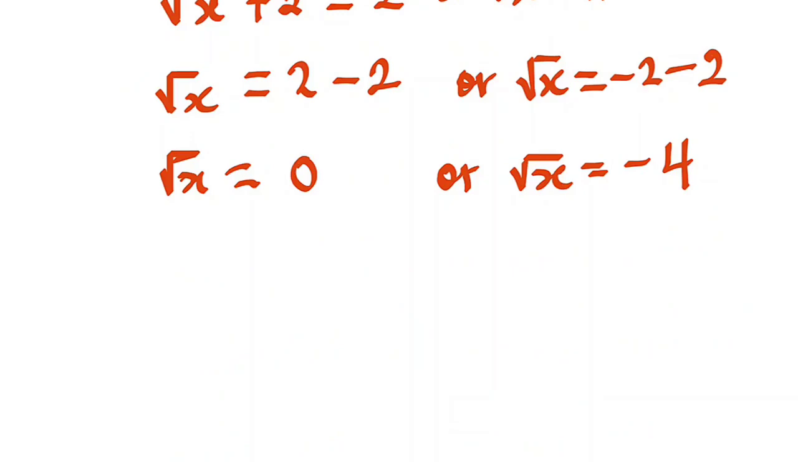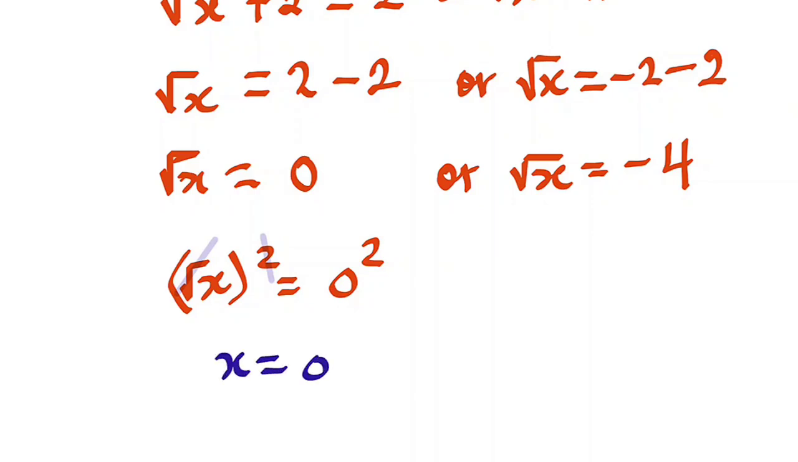Now taking the square of both sides, we're going to have (√x)² = 0². So we see that this cancels this, and we are left with x = 0.